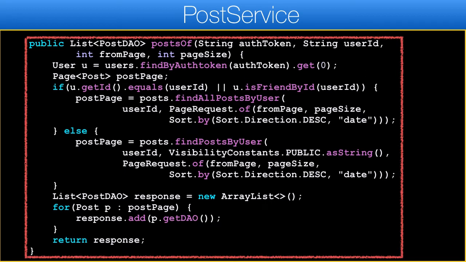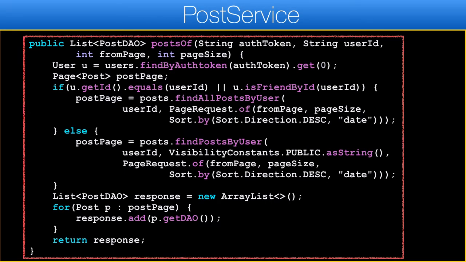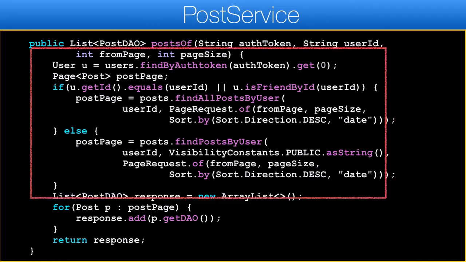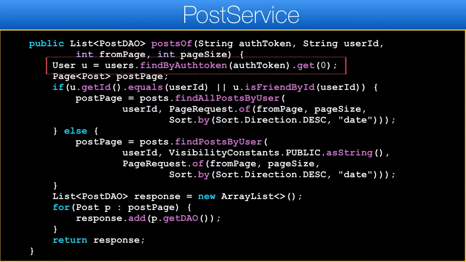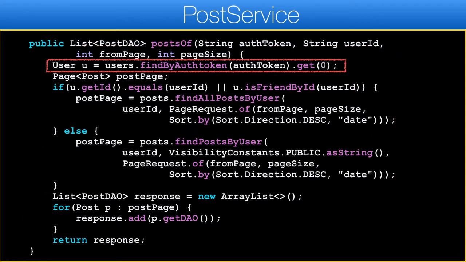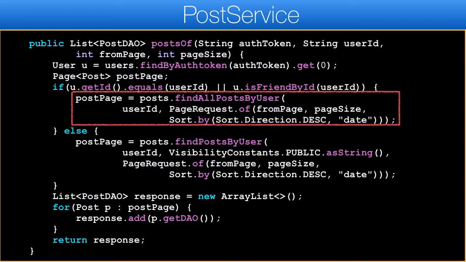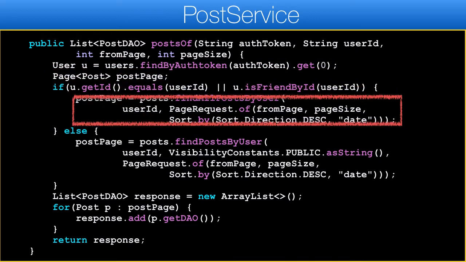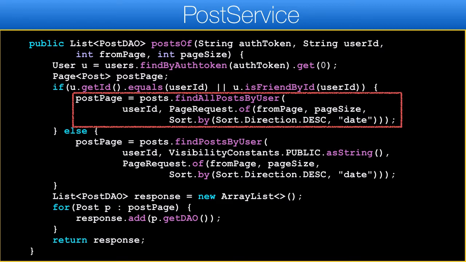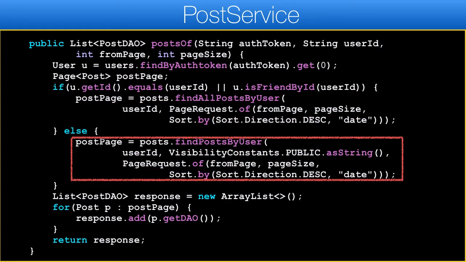This method returns the posts for the given user. If that user is us or a friend, it shows everything. If the user is a stranger, it will only find the public posts. We need the auth user so we can check if the requested user is a friend. If the user is a friend or it's my own posts, then we look for all the posts sorted by date. Otherwise, we only want the public posts, but with the same sort order of date.